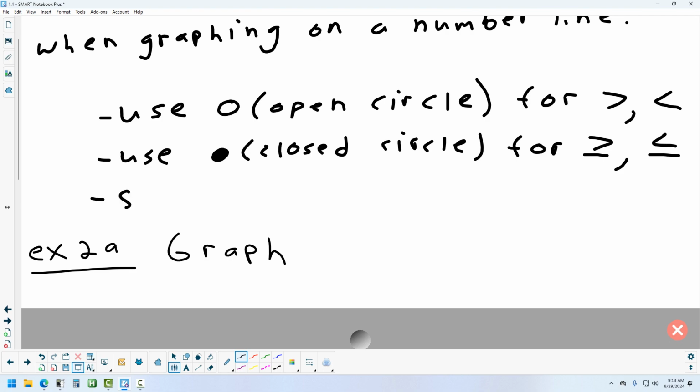And then the last thing we have to do is shade. As long as you set it up so it's variable, symbol, and then the number, in that order, you can always shade in the direction that the inequality is pointing. If you set it up in that order, variable, inequality symbol, number. So let's look at an example.